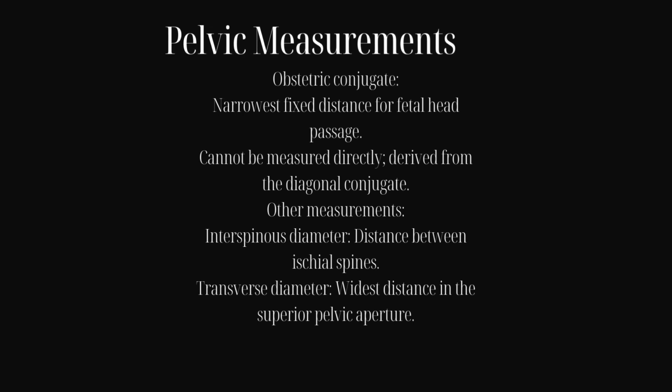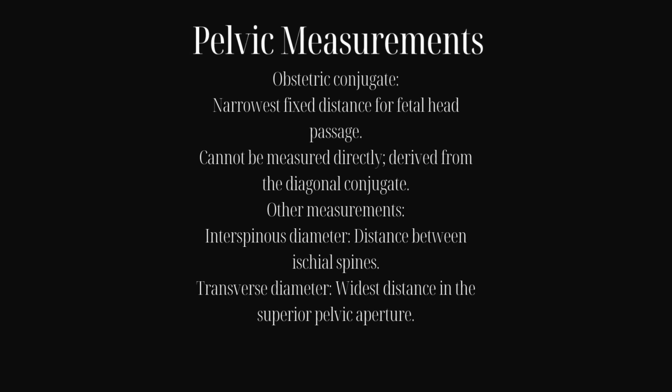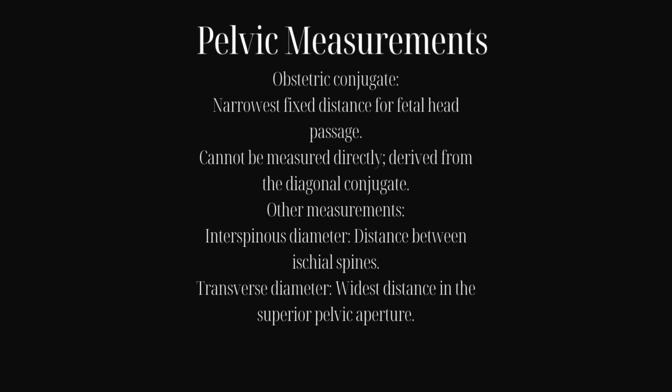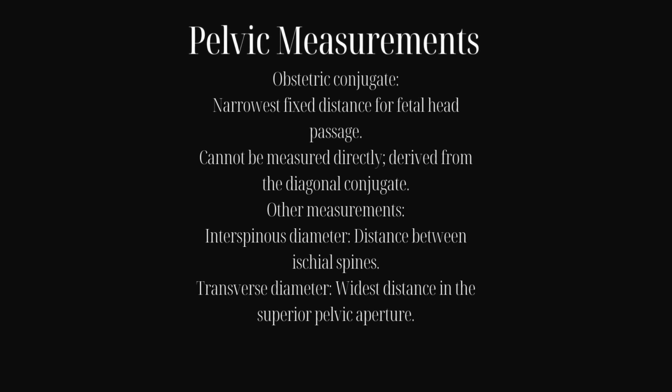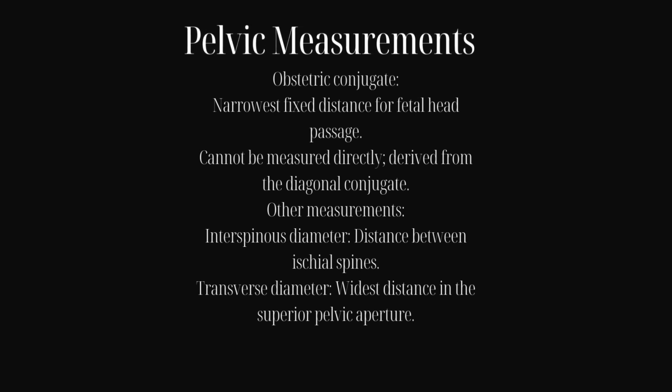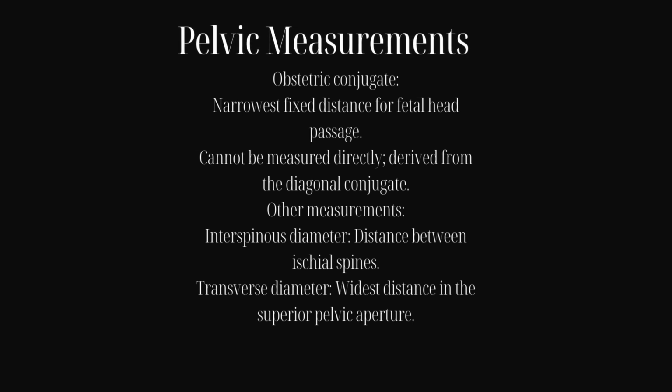One of the most critical measurements is the obstetric conjugate, which represents the narrowest fixed distance the fetal head must pass through. Other important measurements include the interspinous diameter, which is the distance between the ischial spines, and the transverse diameter, which is the widest distance at the superior pelvic aperture. These dimensions help identify any potential issues that may arise during delivery.